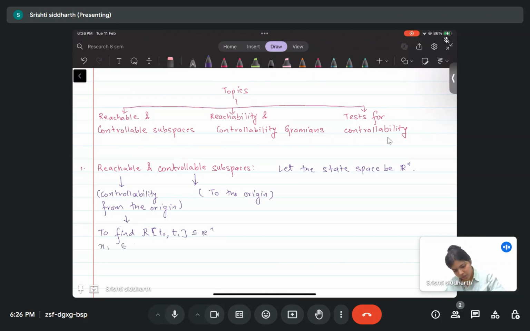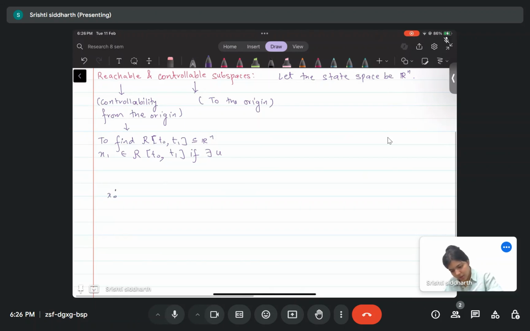So x1 belongs to the reachable subspace if there exists an input which takes you from the initial condition to x1 in time t1. Similarly, to the origin means the set of states; we'll denote this by script C from T0 to T1. So x1 belongs to C(T0, T1) if we have an input which takes you from x1 to x0 in time t. So we are going to consider this as the initial condition.